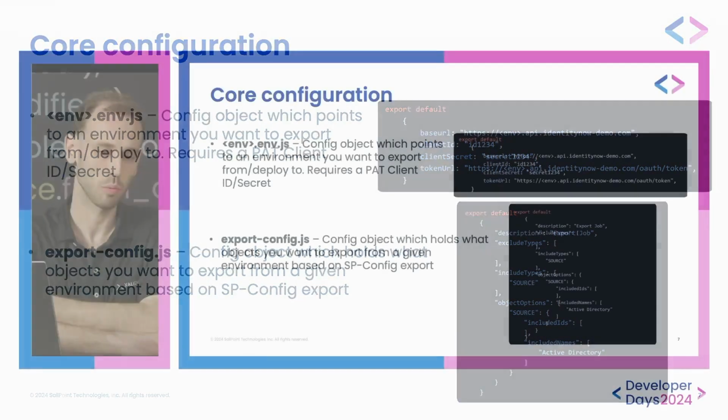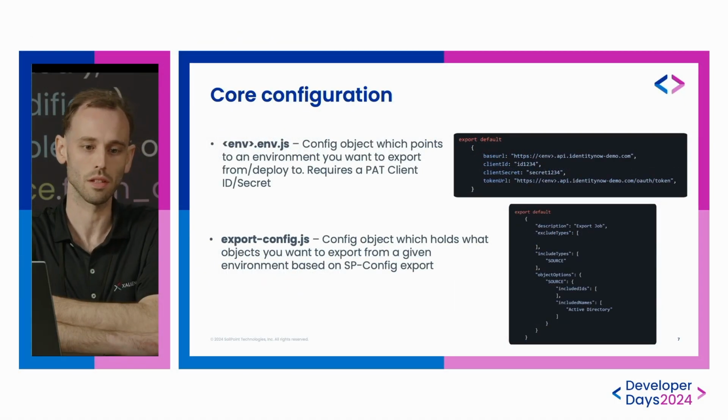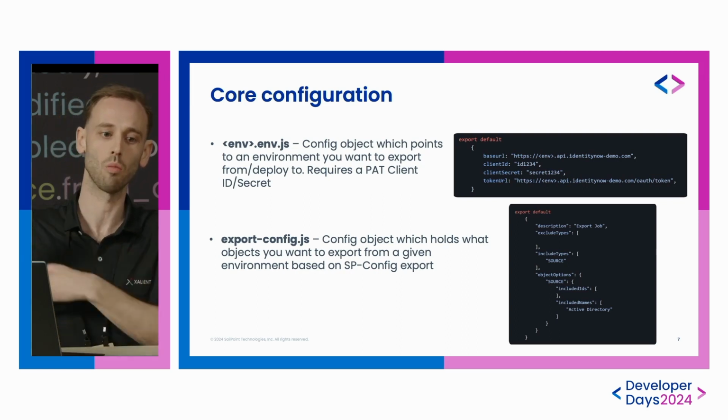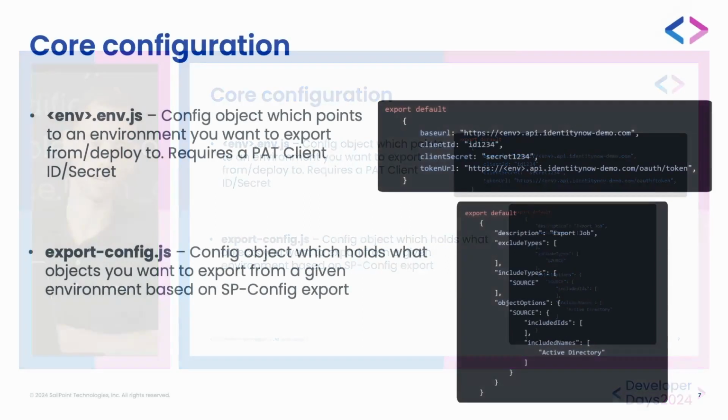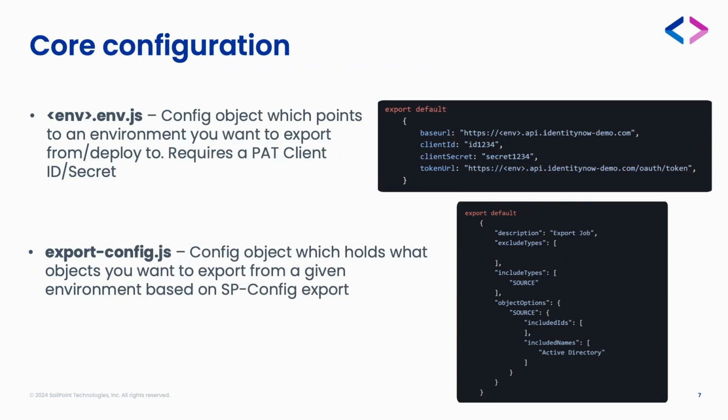Next, we have our export config JS. This is another configuration object which holds what objects you want to export from a given environment based on your SPConfig export. So, for example, a typical pattern might be that you're going to configure things initially in your sandbox environment, and then you'll probably want to export it out of that sandbox environment before tokenizing and deploying to another environment. So your export config is kind of a global file that can be applied whenever you run the export, but most of the time you're probably going to be exporting out of your sandbox environment.